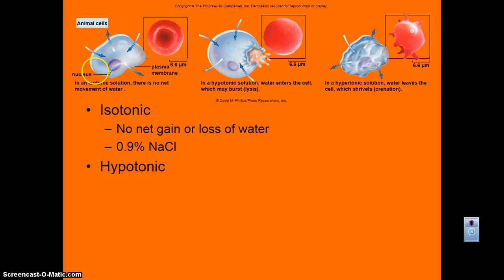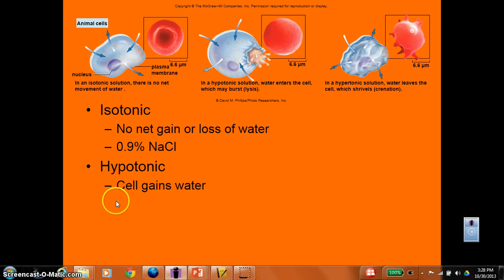For example, if we have this animal cell, and an example of this would be a blood cell, we see the size of the blood cell is much smaller. In an isotonic solution, there's no net movement of water. By net movement, we mean that water is moving back and forth, but there's not a shift to more water being outside or inside the cell, because the overall solution is equal on both sides, so the water is going to go back and forth at that rate because they're already at the same concentration.